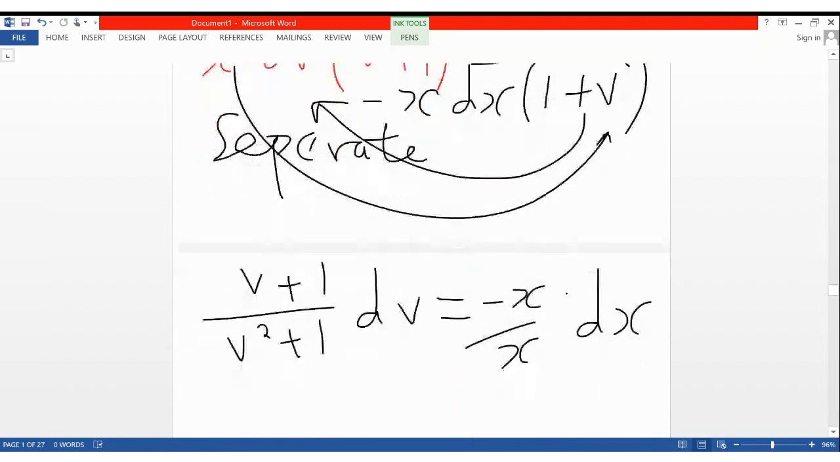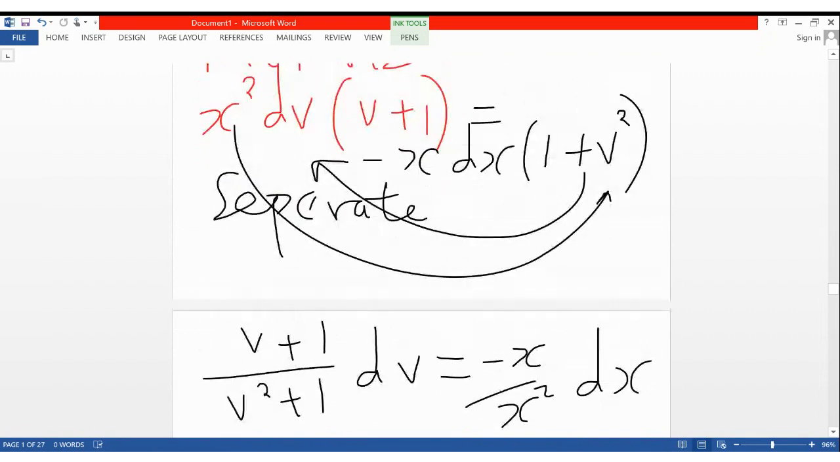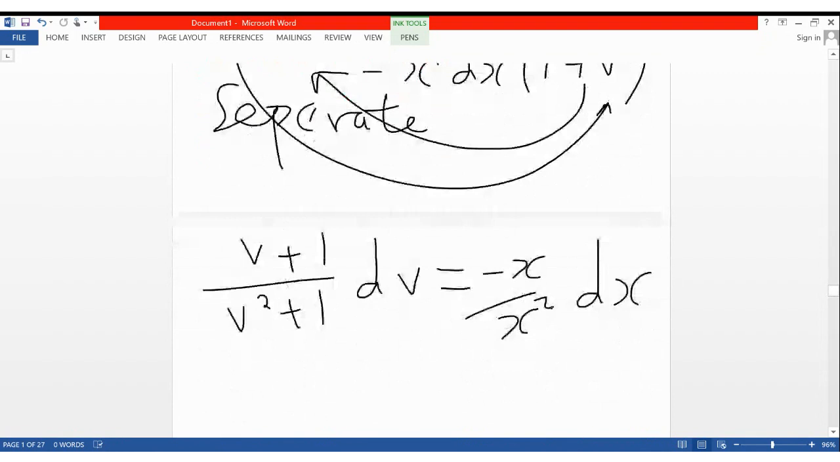This side is very easy. This one is supposed to be x squared. That one is easy. So how do we integrate that side? So the integration is the most difficult part. Can we agree on that? That the integration is the most difficult part.